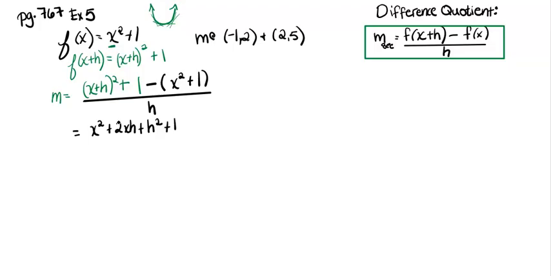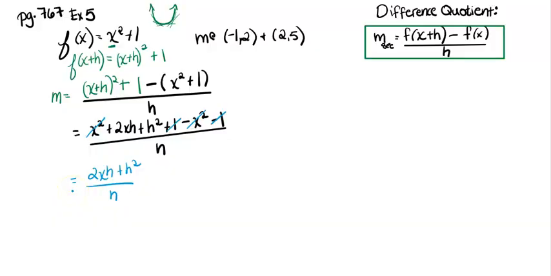Plus 1. And I'm going to distribute my negative. Minus x squared minus 1. All of it over h. Now I'm going to simplify. I'll use another color so I can cross out the things that are the same. So x squared and a negative x squared on my numerator cancel each other out. And positive 1 and negative 1 also cancel each other out. So I'm left with 2xh plus h squared over h.